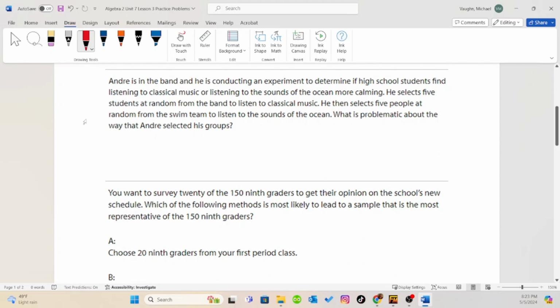Question 1. Andre is in the band and he is conducting an experiment to determine if high school students find listening to classical music or listening to the sounds of the ocean more calming. He selects 5 students at random from the band to listen to classical music. He then selects 5 people at random from the swim team to listen to the sounds of the ocean. What is problematic about the way that Andre selected his groups?